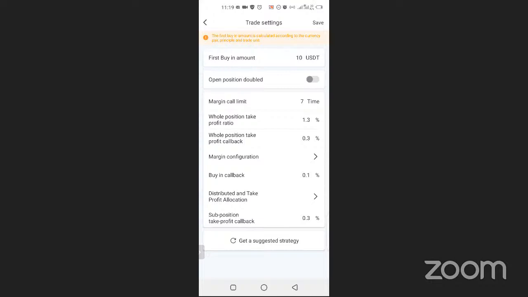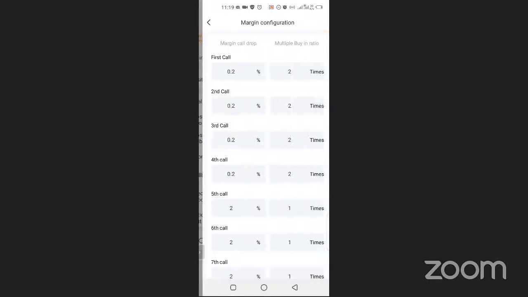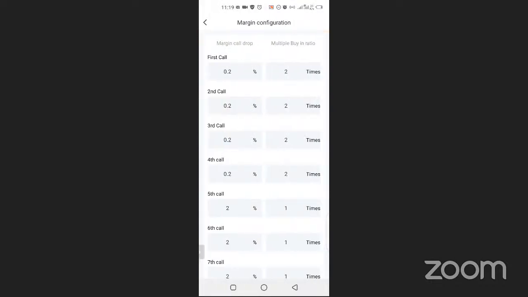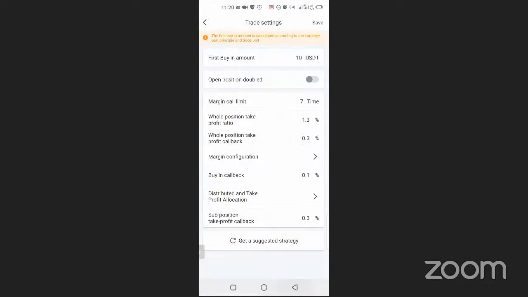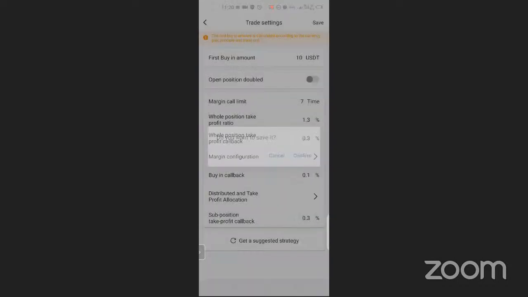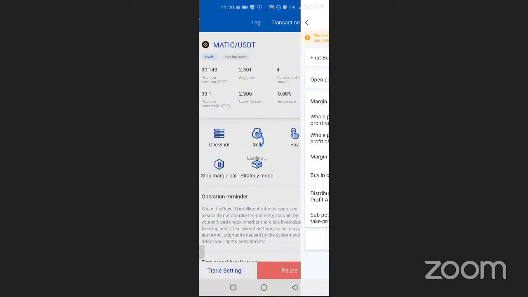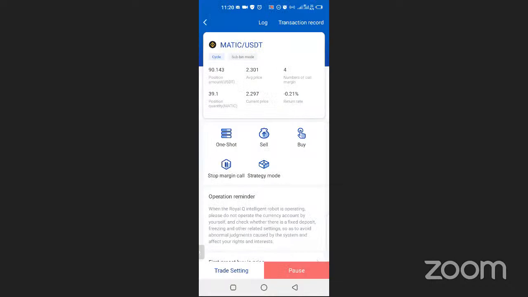You will be able to understand when you look at the margin calls. For the first 4, he's making it shorter because he wants the robot to buy very fast. You see, according to my settings, I'm already seated at $90. Because of my settings, you see that I've already done the first 4 margin calls.